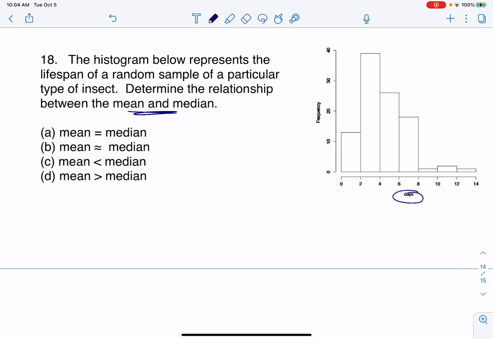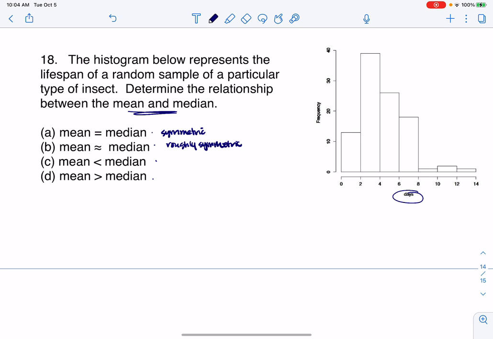So we have these options: the mean is exactly equal to the median, close to the median, less than, or greater than. If the mean was exactly equal to the median, this would have to be a perfectly symmetric graph. When they're close, we would say this was roughly symmetric.